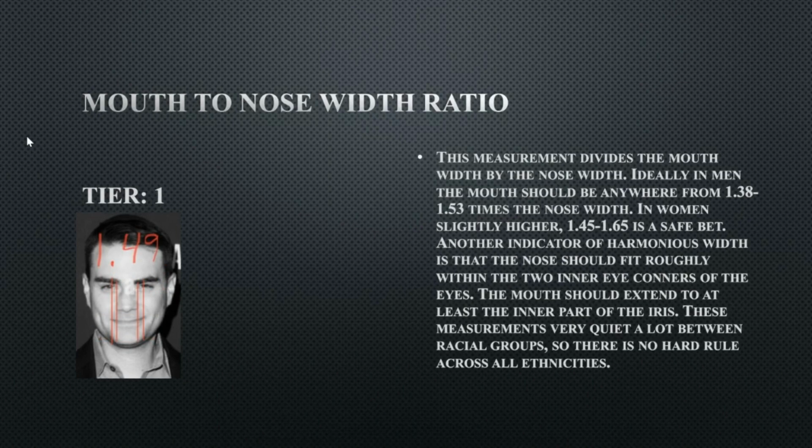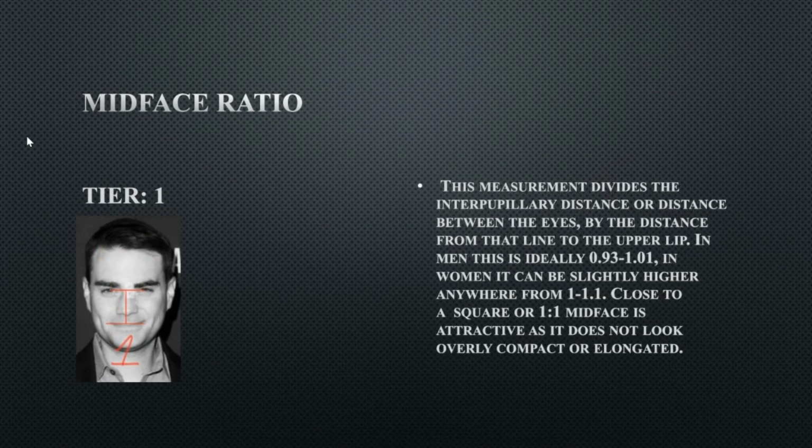His mouth to nose width ratio is a tier 1. He does have a perfect relationship between his nose and his mouth. And I also took into account that in this picture he is smiling, so I went a little bit more in. But even though I still went in, his mouth is wide enough for his nose, so that's good. His mid-face ratio is a tier 1, and that means that his mid-face is perfect. It goes from the distance between the pupils versus the distance between the eye line down to the upper lip, and it measures how long your mid-face is, and his is perfect.